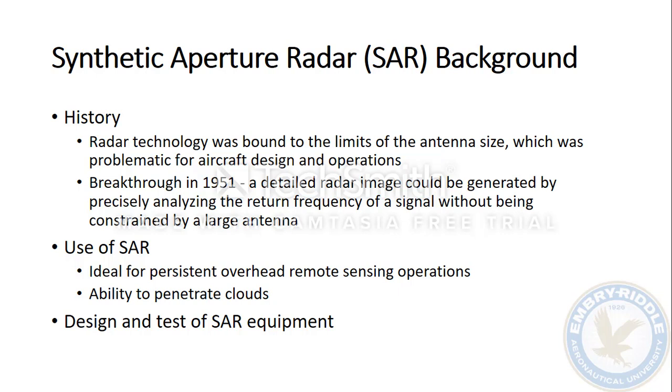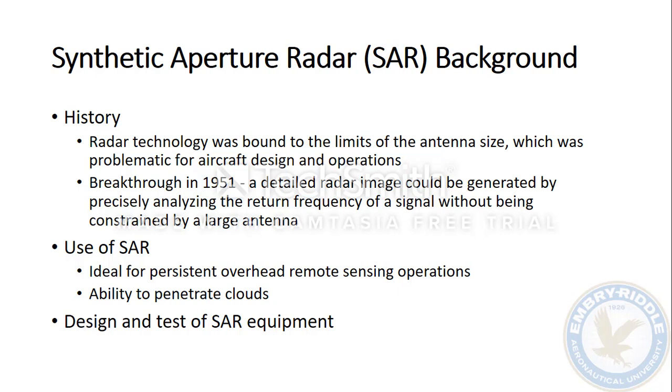So what is synthetic aperture radar? What's the background? It's based off of radar technology, but it's bounded by the antenna size. So SAR comes into play because the antenna size was the limiting condition. So in 1951, we found ways to precisely analyze the return frequency of a system by synthetically generating an antenna. So it makes it think that the antenna is larger than it really is, bottom line.